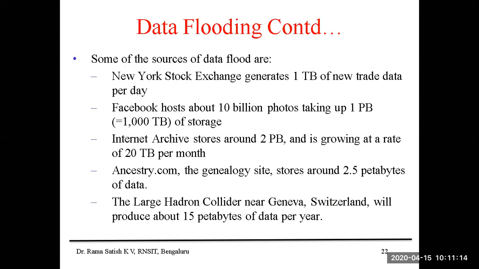The Large Hadron Collider near Geneva in Switzerland will produce about 15 petabytes per year. This Hadron Collider is actually completely automated. What do you call it? Atomic center. So atomic center near Geneva.